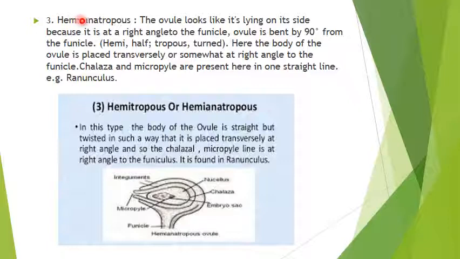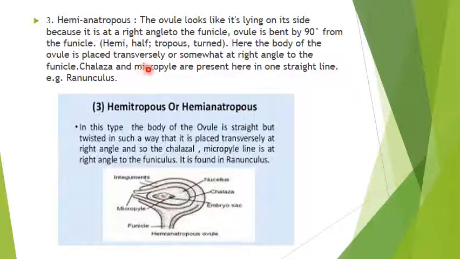Now the third type is the hemianatropous. From the name itself, hemi means half and tropous means turn. That means here the ovule is half turned. In hemianatropous, the ovule looks like it is lying on its side because it is at a right angle to the funicle. Here you can see the funicle and the ovule, and they are forming a right angle to each other.